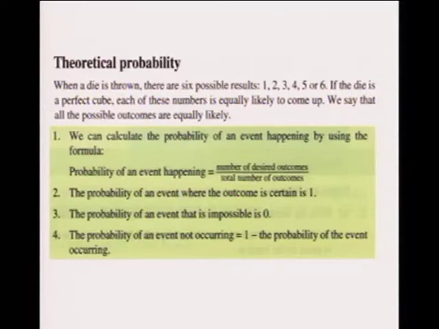Probability. We can work out the probability of an event happening by using the formula. Probability of an event happening is the number of desired outcomes over the total number of outcomes. The second one, the probability of an event where the outcome is certain is always 1. Number 3, the probability of an event that is impossible is 0. And the probability of an event not occurring is 1, subtract the probability of the event occurring.